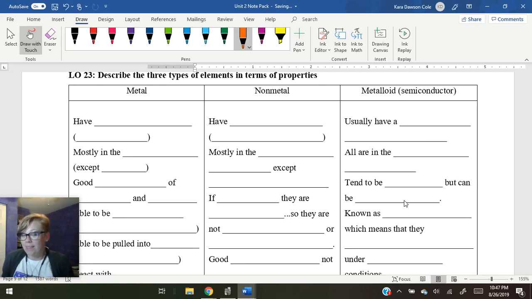All right, guys, this is learning objective 23, which is your last learning objective for Unit 2. I know you're so excited. I'm so excited.